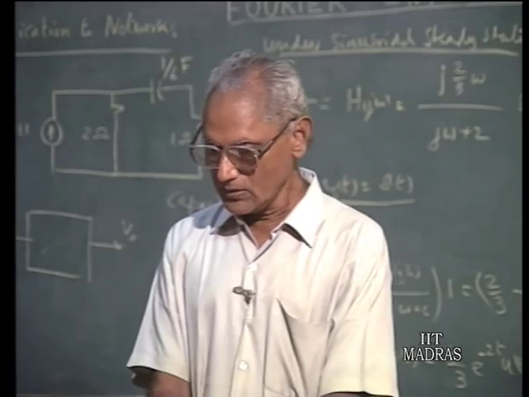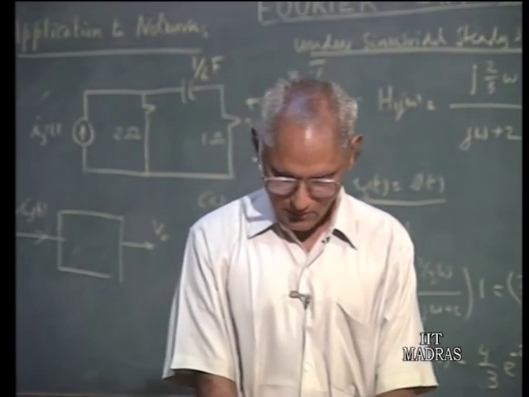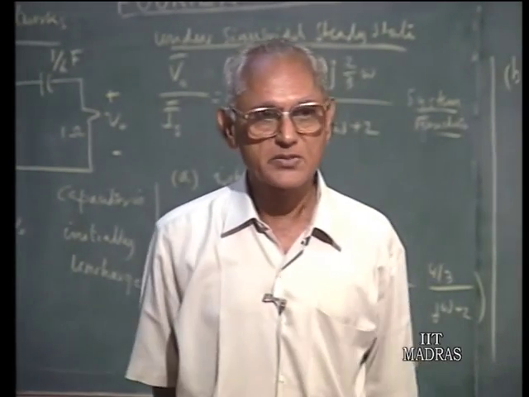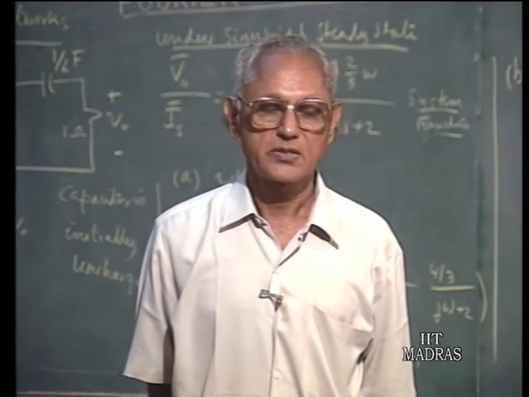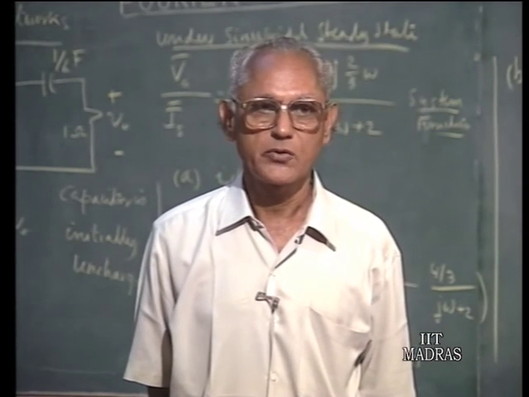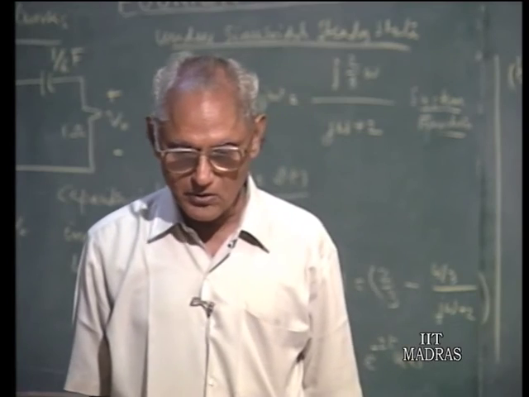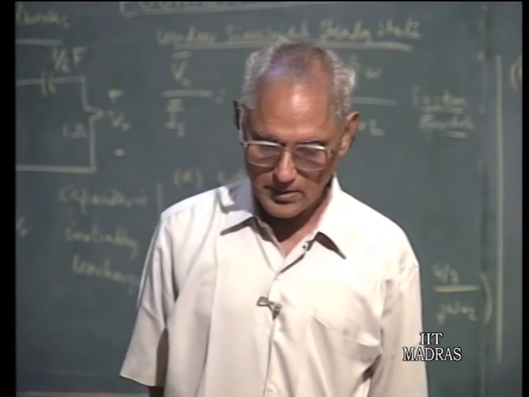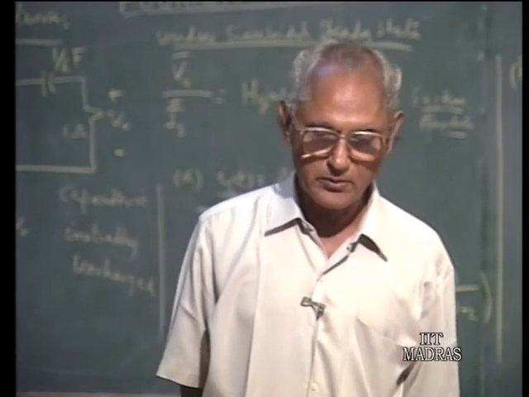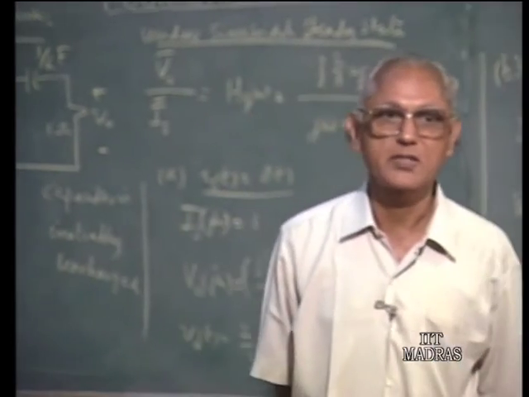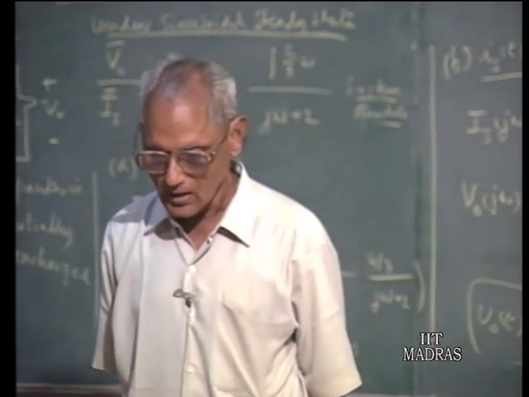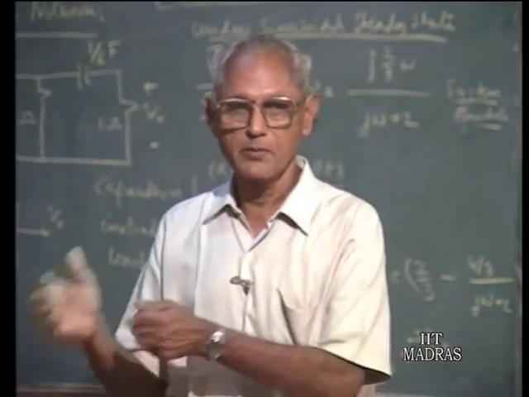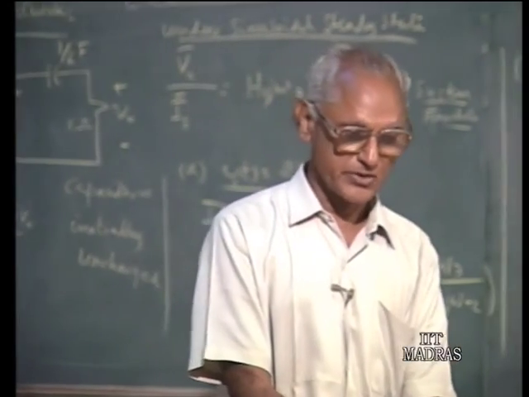Then we saw how the Fourier transform theory can be applied to general system studies, and in the general system studies the frequency response function H of j omega plays a very important role as far as Fourier transform theory is concerned, and H of j omega is the value of the phasor of the output to the phasor of the input at the particular frequency. So, using steady state methods you can evaluate H of j omega either experimentally or through analytical calculations, and once you have H of j omega, the output Fourier transform and the input Fourier transform are related by the system function H of j omega.